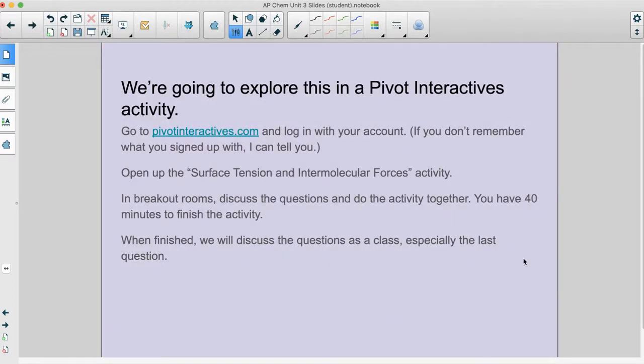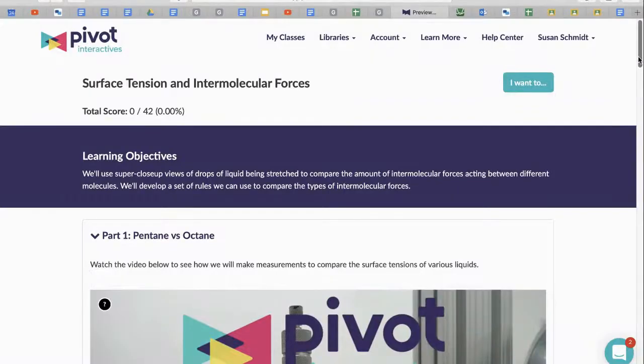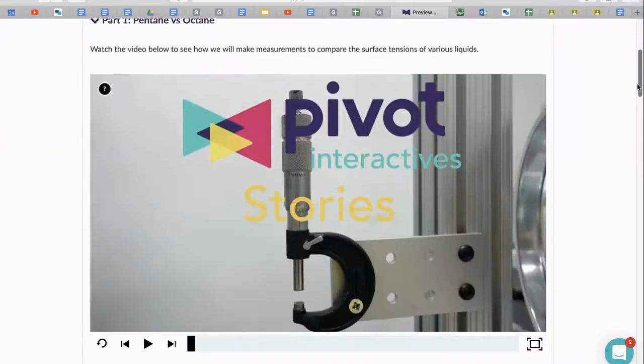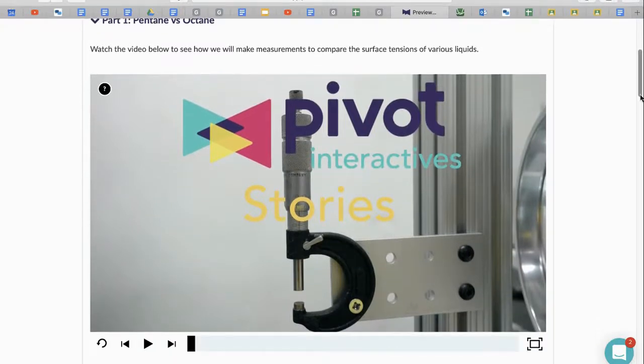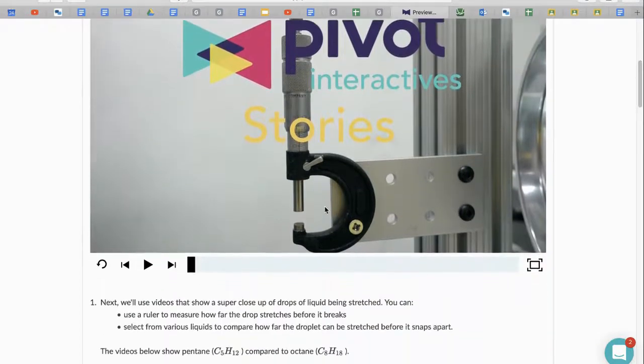Okay, so we did this Pivot Interactives lab, and I had you work in breakout rooms to do the activity together. You discussed the questions and worked on the activity. The activity looked like this. It had 4 parts, and it compares the surface tension of various different liquids by putting a drop between these calipers.